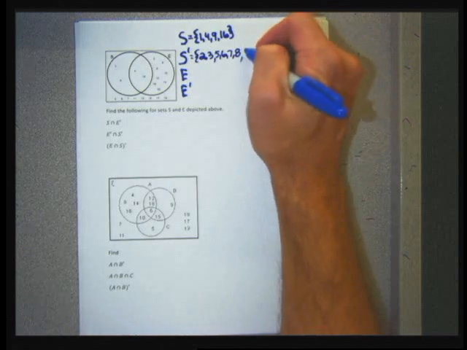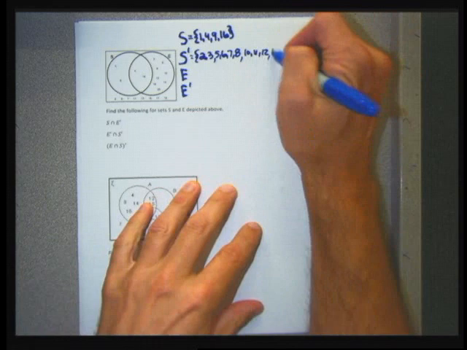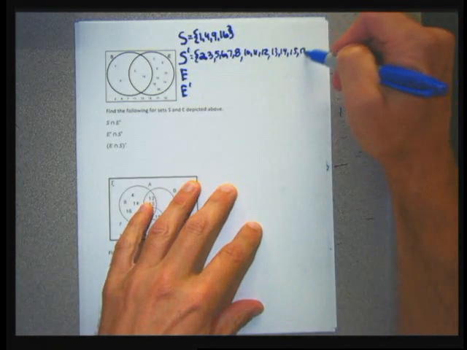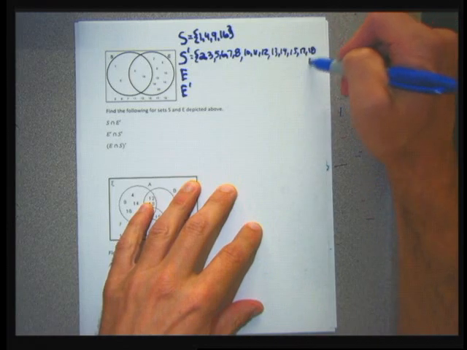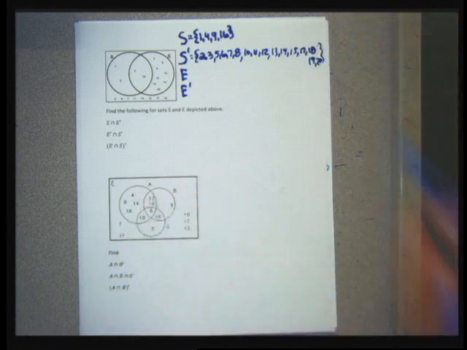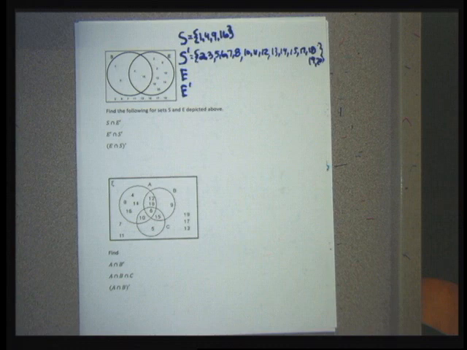We skip 9, we have 10, 11, 12, this is a nuisance, 13, 14, 15, we skip 16, we have 17, 18, 19, and 20. So S prime are all the numbers in the universe that aren't in S. The universe has the numbers 1 through 20. So if I take the numbers 1 through 20 out of the universe, I'm left with 2, 3, skip 4, 5, 6, 7, 8, skip 9, 10, 11, 12, 13, 14, 15, skipping 16, then 17, 18, 19, 20.